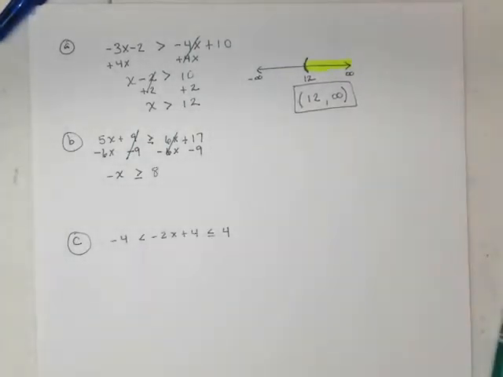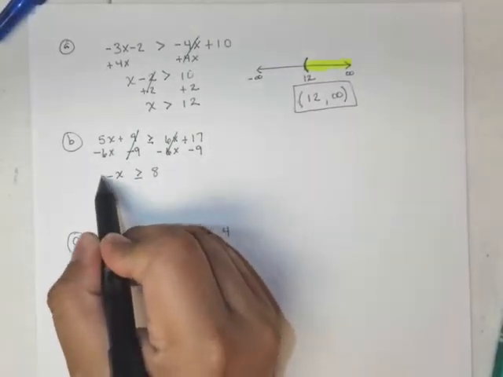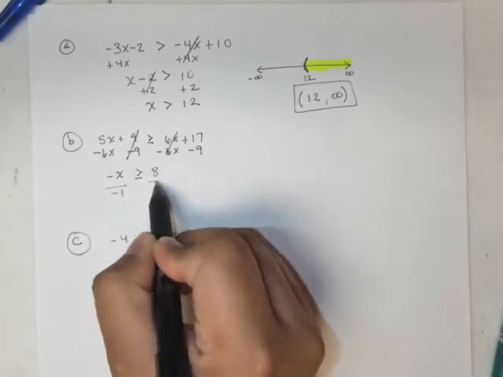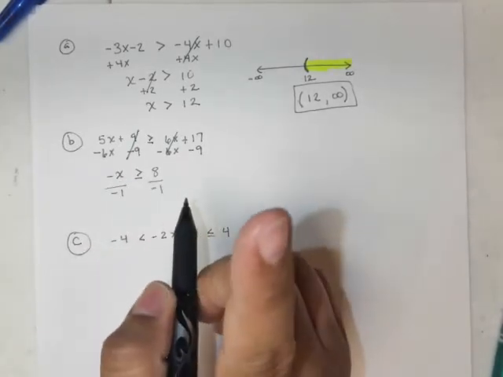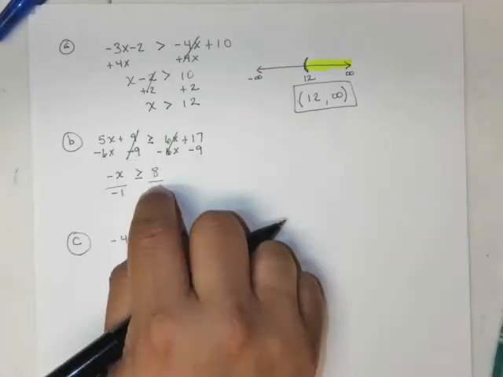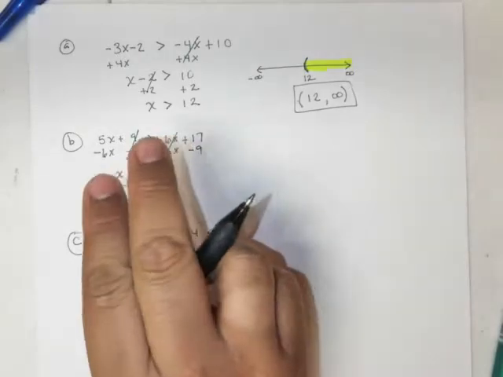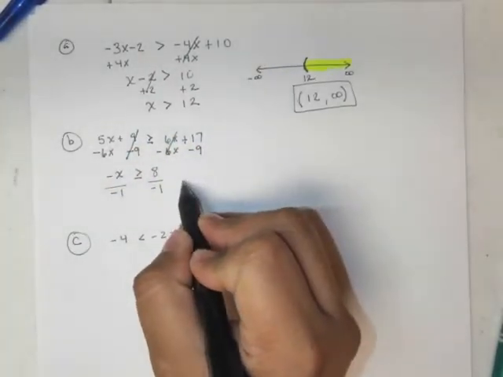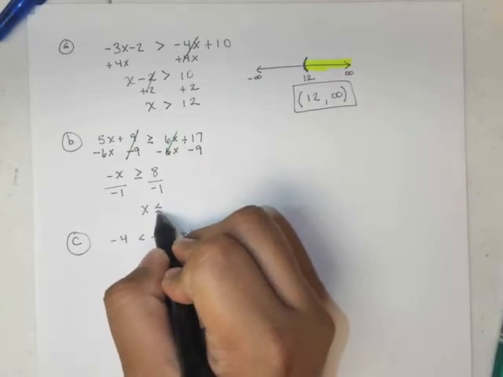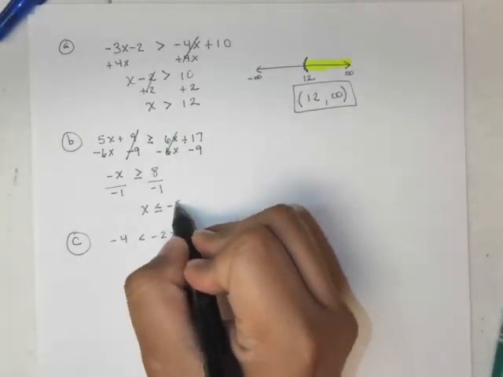And now the last step is to isolate x by dividing by the coefficient that's in front. In this case, it's negative 1. So we're going to divide both sides by negative 1. But wait, whenever you divide in an inequality by a negative number, you actually have to flip the inequality sign. So what the answer is here is that x is now less than or equal to negative 8.